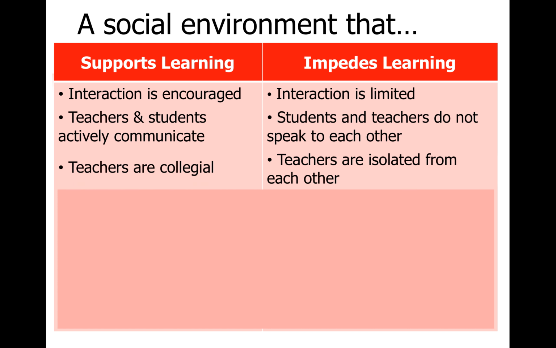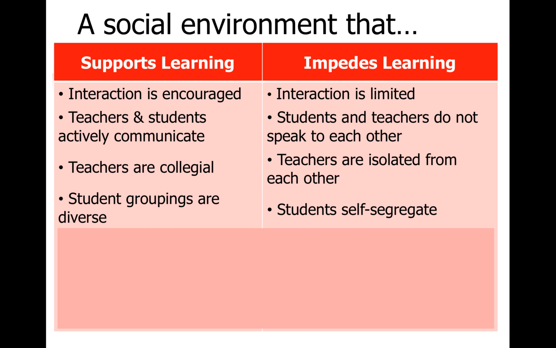All right, so we're looking for a social environment where interaction is encouraged. We want students to be interacting with each other, interacting with their teacher, interacting with faculty and administrators. And we want teachers and students to actively communicate. We want teachers to be collegial, and we want them to get along and work together versus being isolated from each other. Obviously, that's not an ideal situation when teachers don't even want to associate with each other. That does not create a social environment that is conducive for learning.